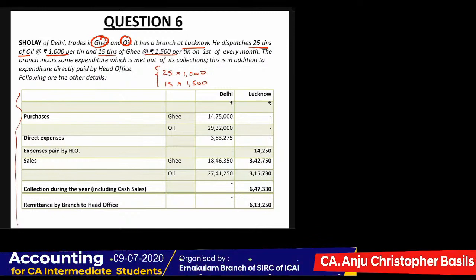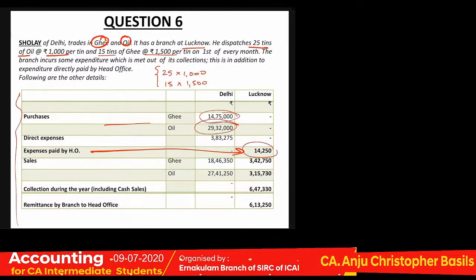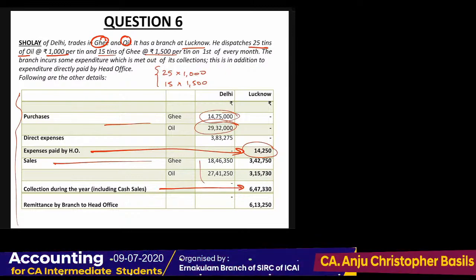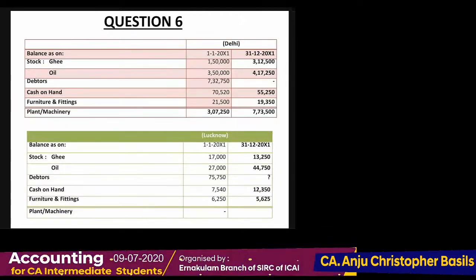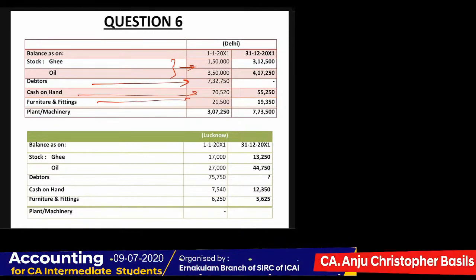Like the purchase is given as 14 lakh 75 and 29 lakh. Expenses paid by head office for the branch is 14,000. The sales details for both the head office and branch are given. Now the collection is also given, which includes cash sales, which is 6 lakh 47. We have remitted of that 6 lakh 47, 6 lakh 15,000 to the head office. Then a few other details like the opening stock are given. The opening as well as the closing stock of the Delhi head office is given. The debtors opening is given. Cash in hand, furniture, plant and machinery. So a few opening balances are given.